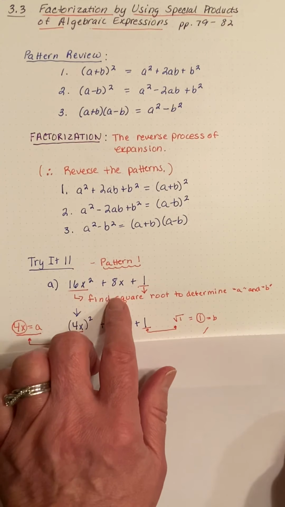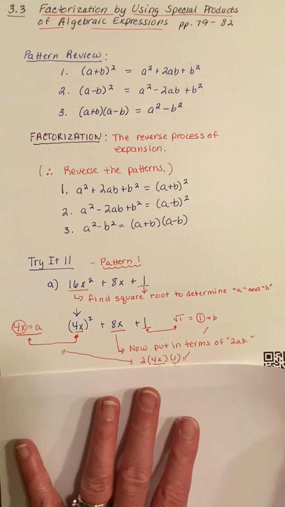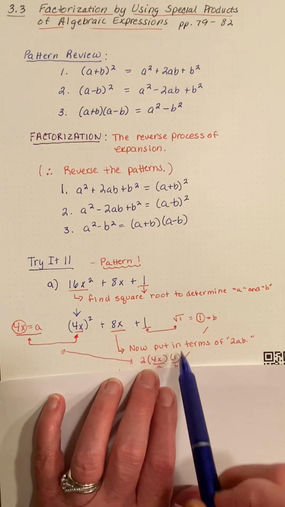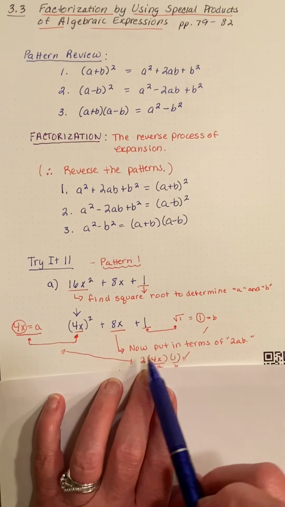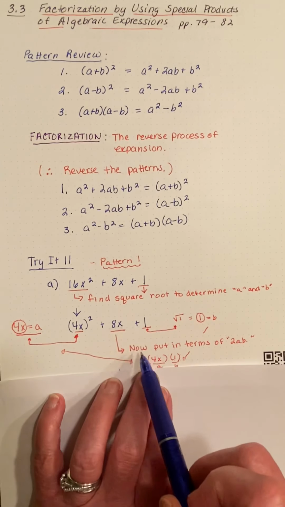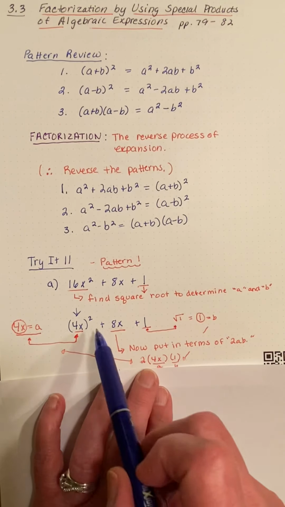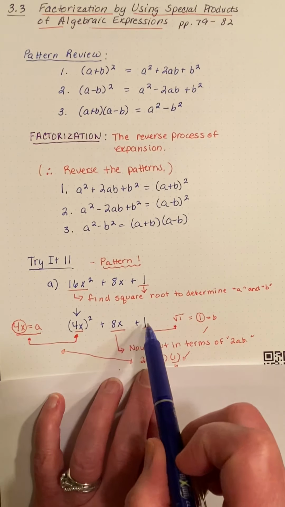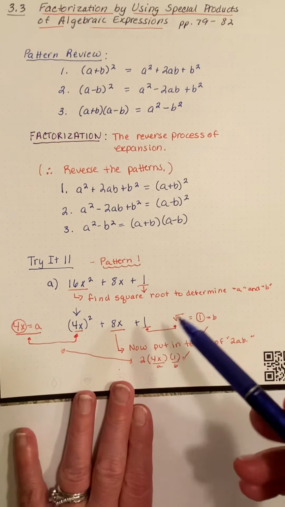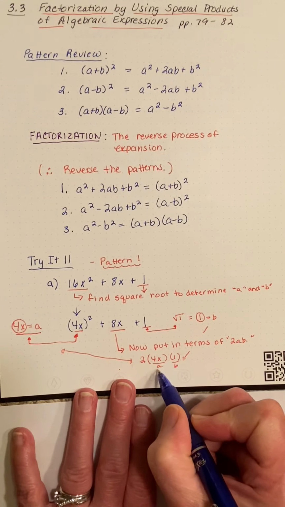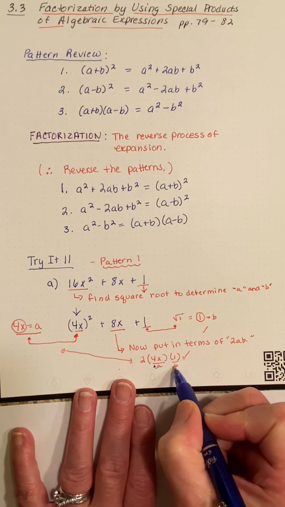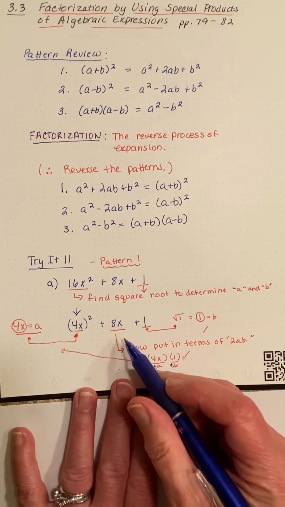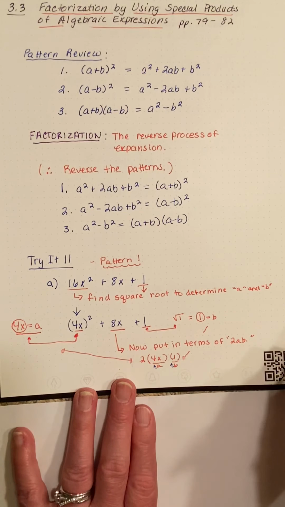Now, looking at that middle one, remember, this middle one is going to be 2 times a times b. So in this case, it's going to be 2 times a, which is 4x, times b, which is 1. We just took that 8x and put it in terms of 2ab, and it worked. This isn't divided by a, this just means this is a and this is b. So now I put this in terms of 2ab.